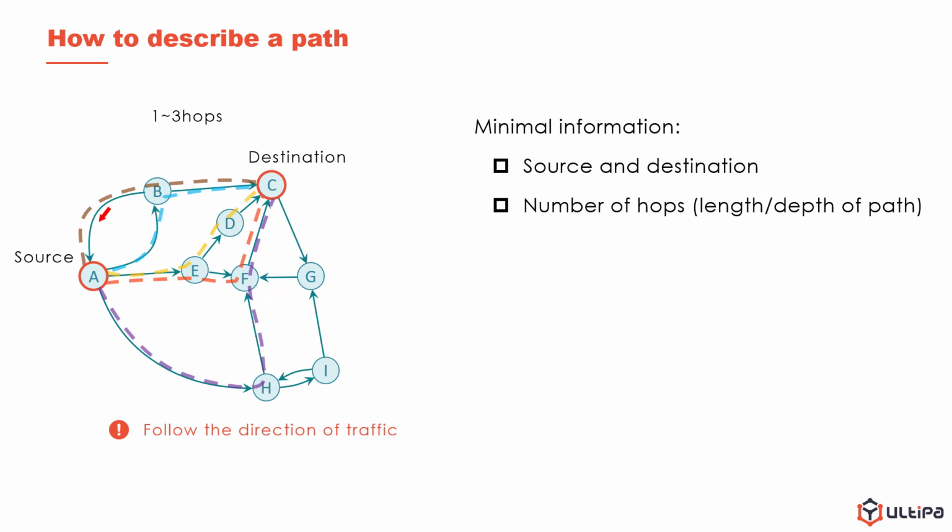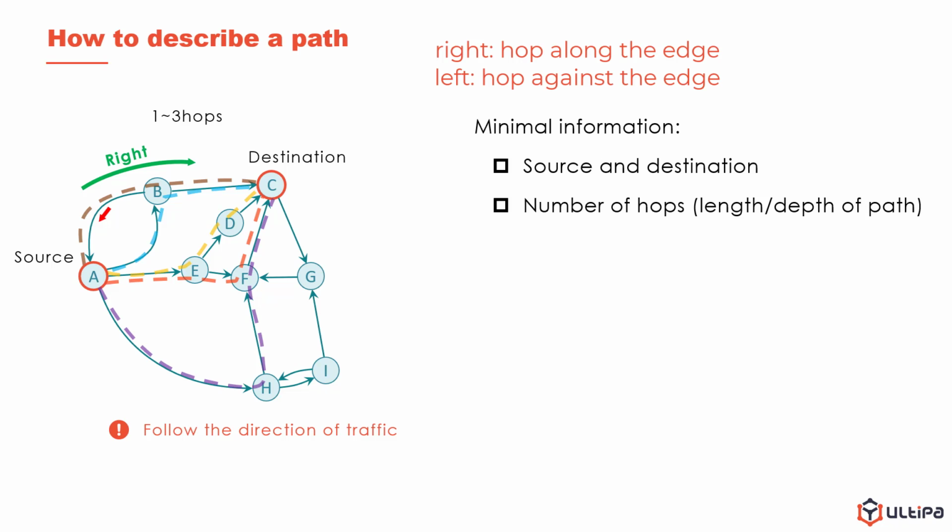against the edge direction. So tell the algebra graph system that all the edges should be pointing to the right, which is along the direction of hop.